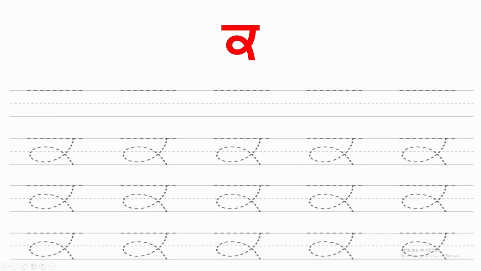Our 6th letter of Gurmukhi is K-A-K-A, kakka. It is denoted in English with K. You can write it with this slide.